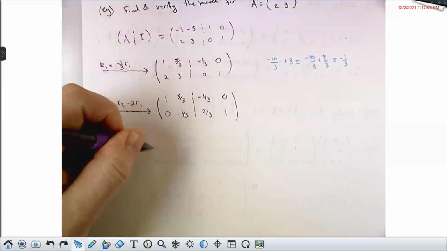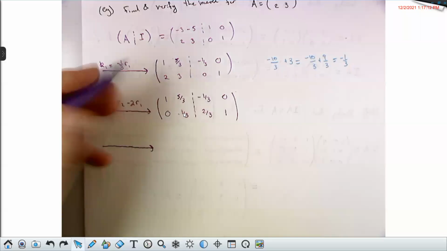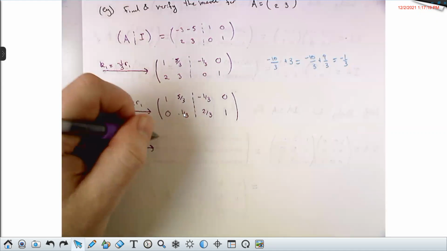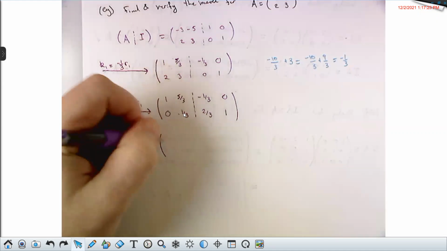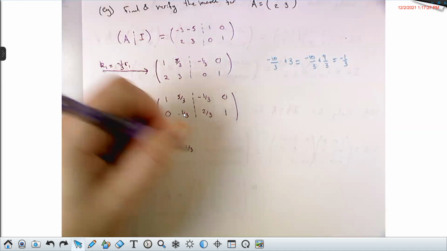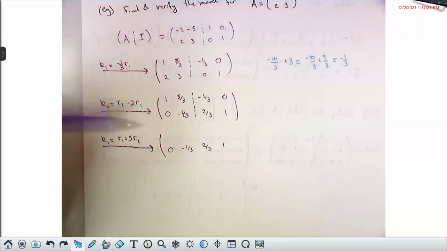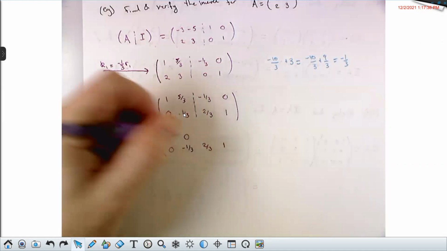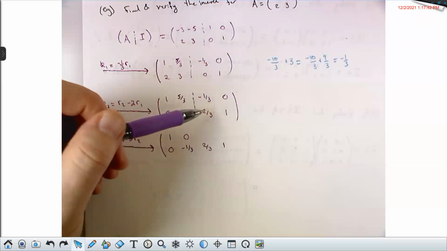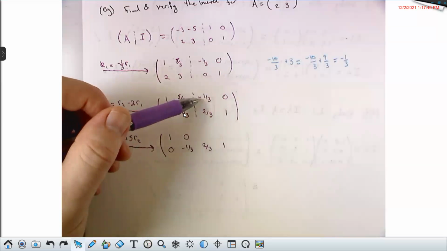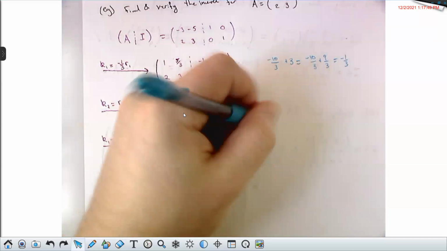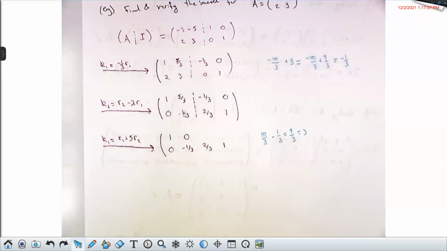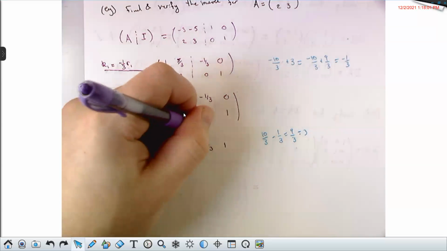If I multiply row 2 by 5 and add it to row 1, so row 1 is old row 1 plus 5 times old row 2. 5 times 0 plus 1 is still 1. Let me write down row 2 first. 0, negative 1/3, 2/3, 1. All right. 5 times this is negative 5/3 plus this is now 0. 5 times 2/3 is 10/3. 10/3 minus 1/3 is 9/3. Maybe I'll write this one out too. That's 9/3, which is just 3. So this piece will become a 3.